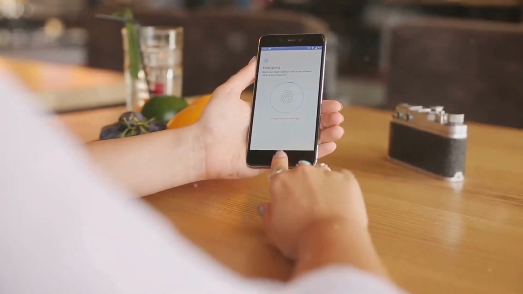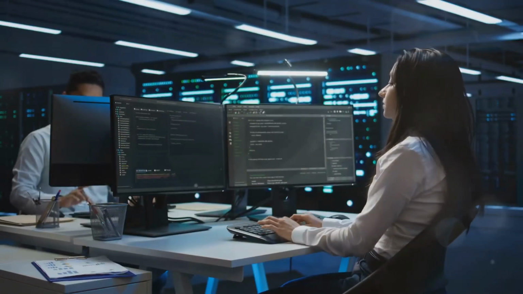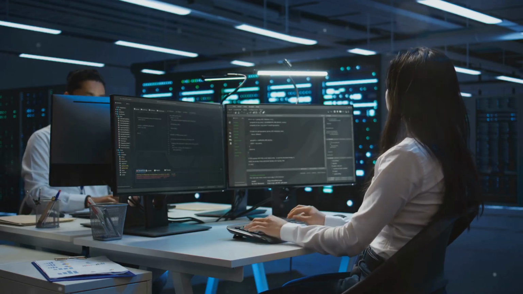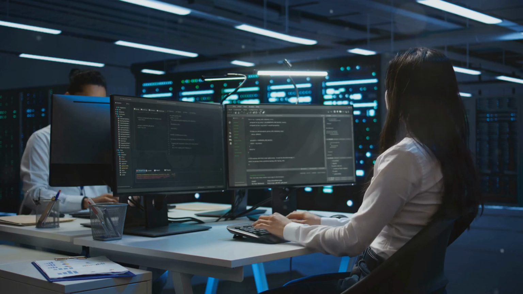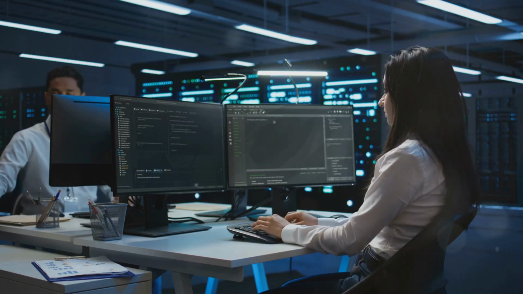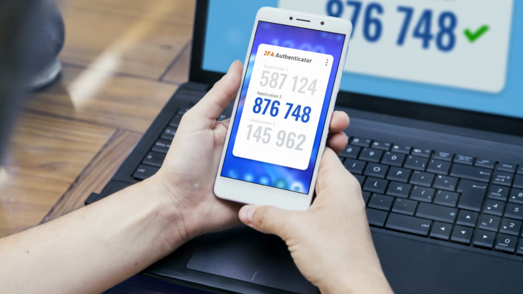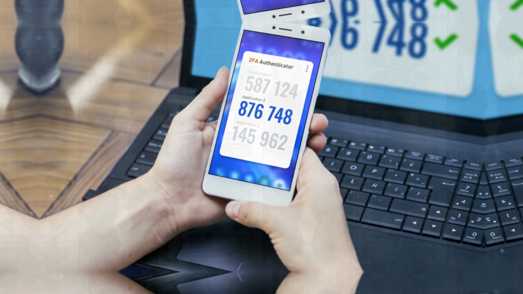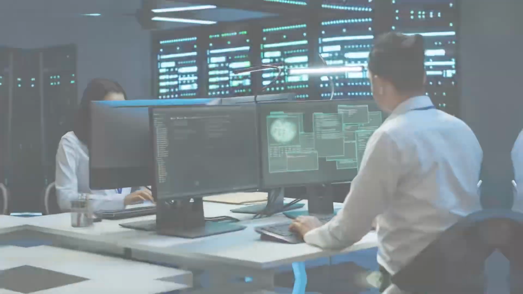Here's a quick look at setting up MFA in Azure Active Directory. Navigate to Azure AD in the portal. Go to Security, Multi-Factor Authentication. Enable MFA for users or groups and customize the authentication methods. Monitor MFA sign-in logs to detect and respond to suspicious activity.